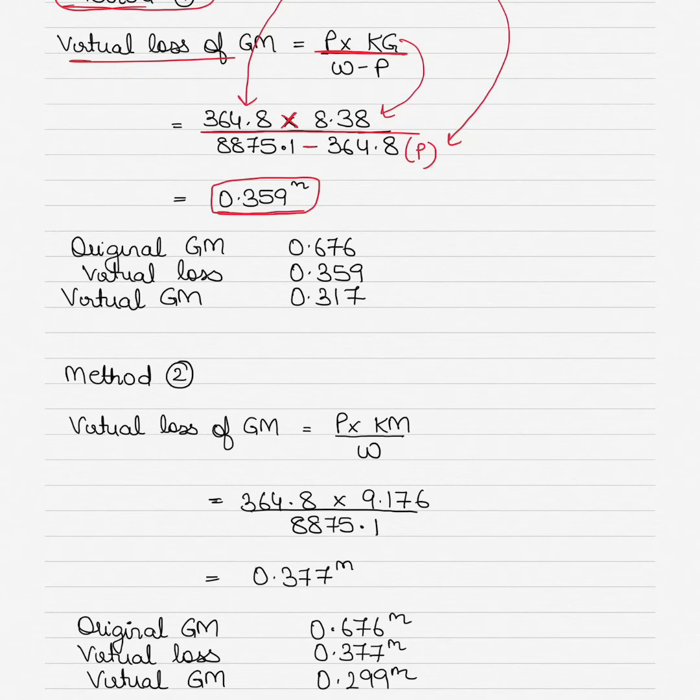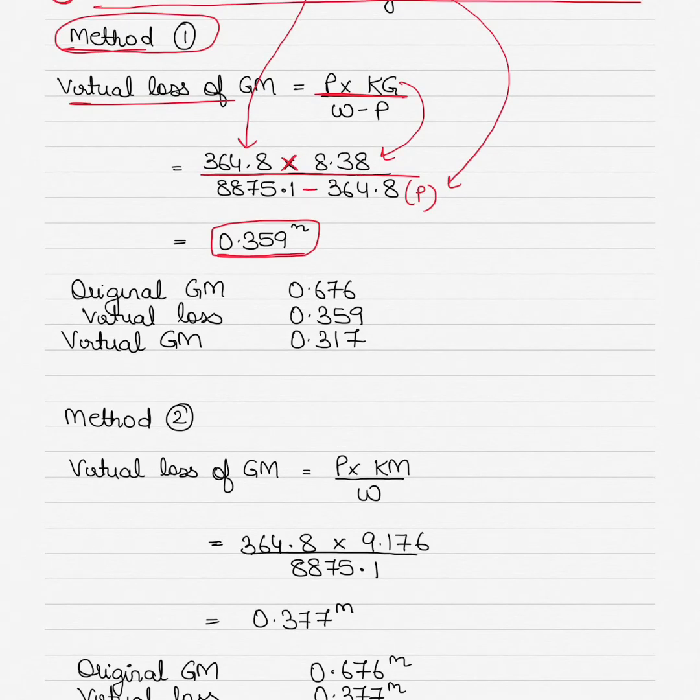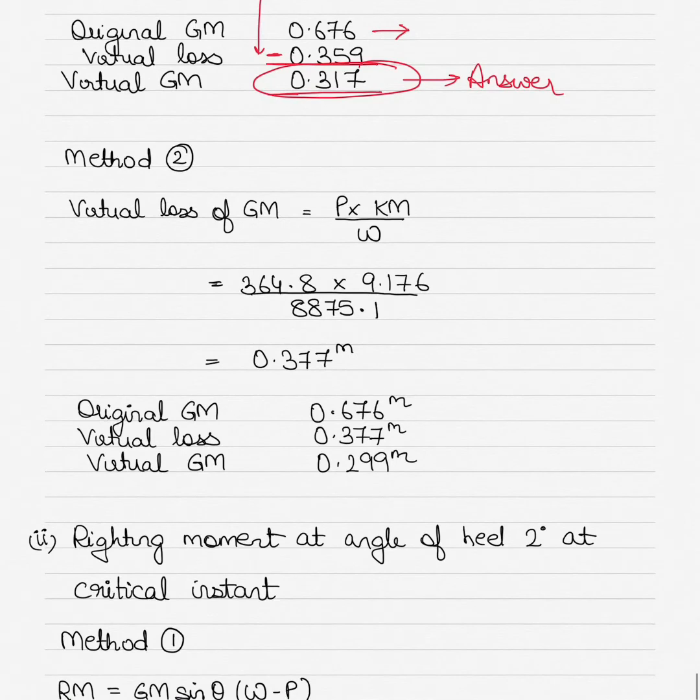But the original GM when the vessel was entering the blocks, or entering the dry dock, we calculated above, was 0.676 meters, right? That was the original GM that we calculated above, after we subtracted the free surface correction from GM solid. So the virtual loss of GM is a loss, so you will subtract it, and the virtual GM you get is 0.317 meters. That's the first answer. That is the virtual GM after the vessel loses apparent GM, and this is the final GM after the vessel takes the block. In method 2, we want to calculate the same thing.